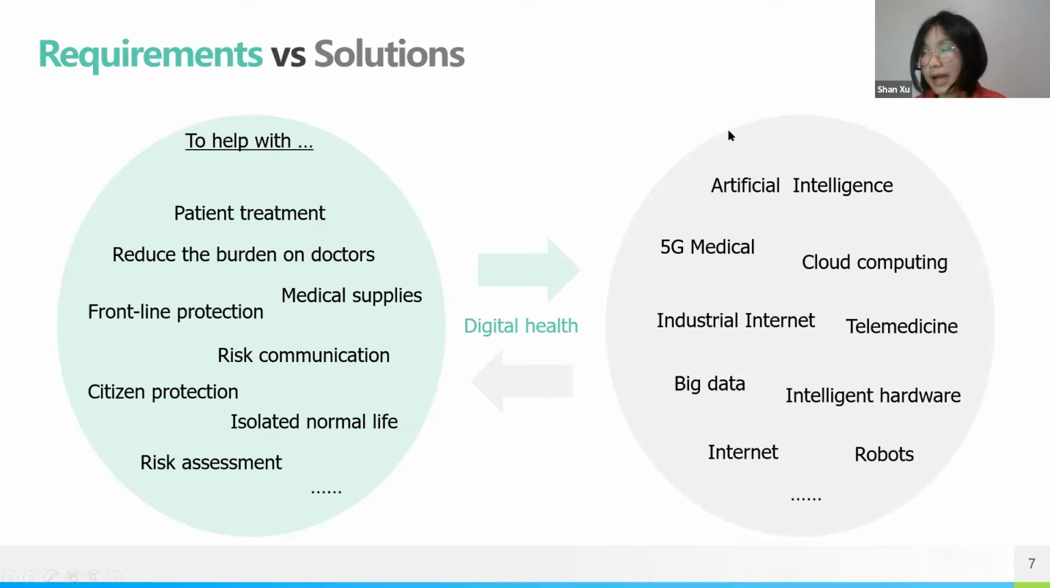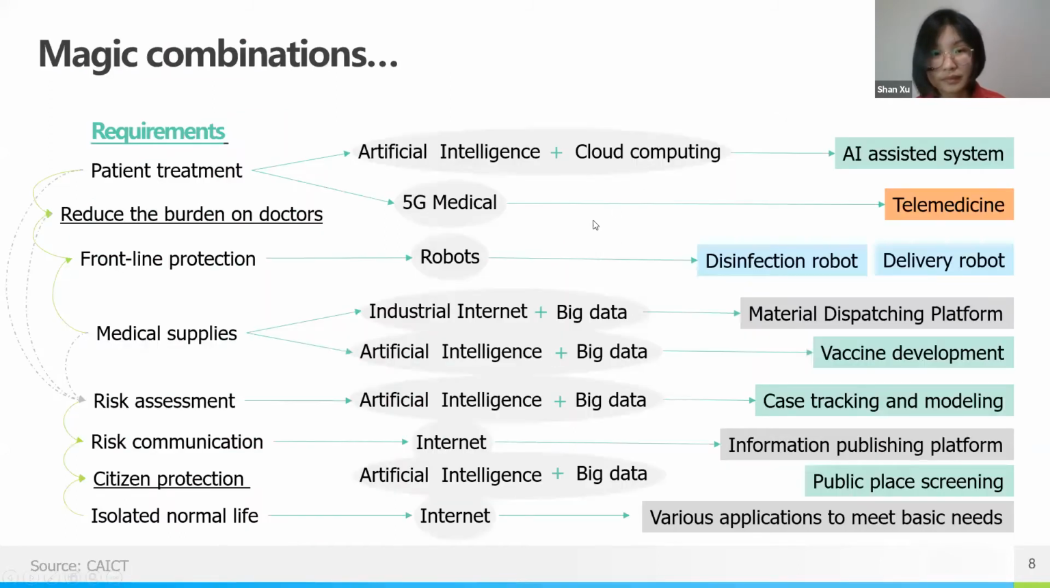So as the green part shows, with various available technologies, we can actually play a very positive supporting role in fighting the coronavirus. So here comes what I call the magic combination. We just regroup what we have, the demand and also the gray part of the digital health part. We regroup them as a puzzle.